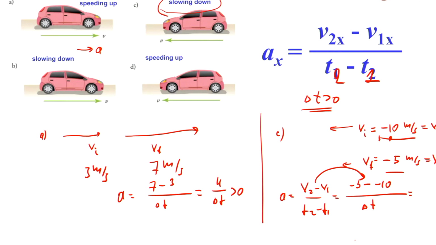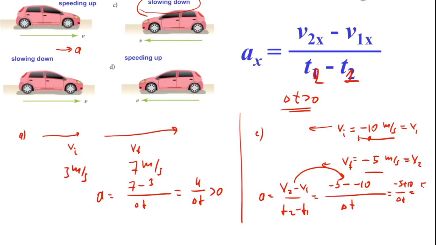Negative 5 minus negative 10, what is it? Of course, this is something you should know intimately. Minus and minus makes it plus. So it is negative 5 plus 10 over delta t, or 5 over delta t. That makes it positive. So what is the direction of an arrow that represents acceleration now? If it's positive, to the right. So an arrow that represents this acceleration points to the right.